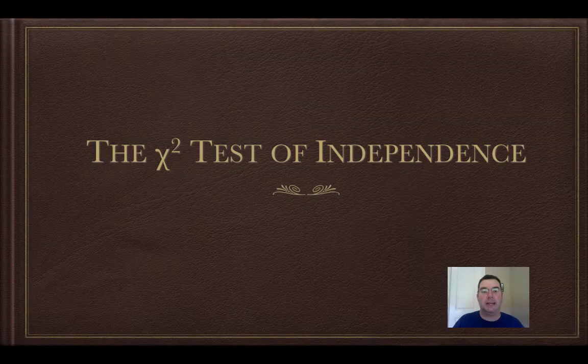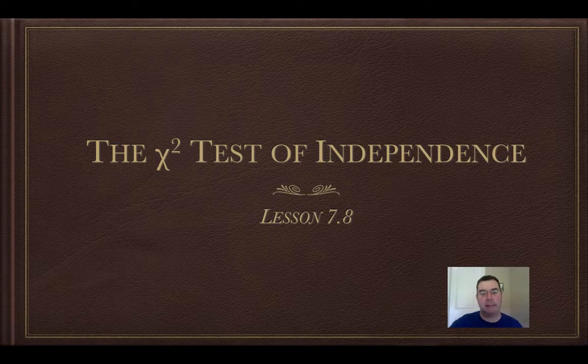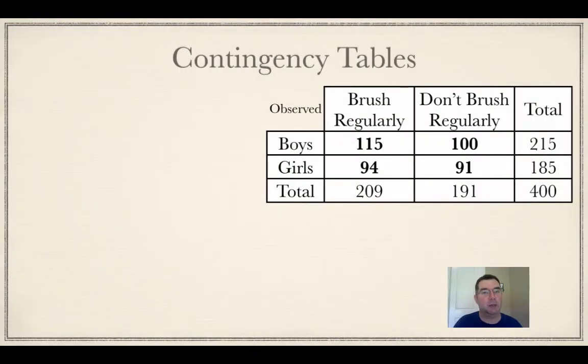All right, we are in the last section of this unit. This is lesson 7.8 on the chi-squared test of independence. A lot of material is going to be covered here, so hopefully you're taking notes.